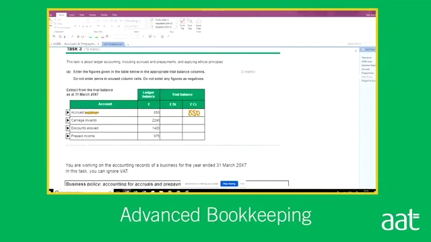Carriage inwards, that's a cost to the business. That's the cost that we're going to incur for goods being delivered from our suppliers. So it is an expense. Expenses are debits, and therefore that will go on the debit side. Discounts allowed. Oh, we've got discounts received and discounts allowed.